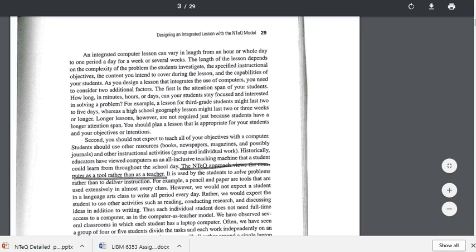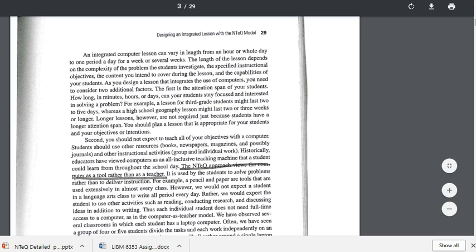As you design a lesson that integrates the use of computers, you need to consider 2 additional factors. First is the attention span of your students. How long, in minutes, hours, or days, can your students stay focused and interested in solving a problem? For example, for a 3rd grade student, the lesson might last 2 to 5 days, whereas a high school geography lesson could last 2 to 3 weeks or even longer.